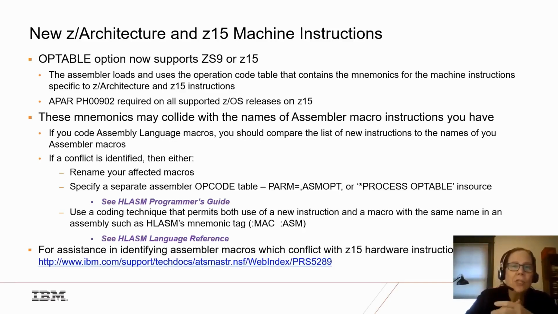Now, the new machine instructions, the mnemonics may collide with the names of assembler macro instructions that you have. And that's something we've always had going on when we have a new hardware generation. So we have identified the new hardware instructions that you can see here in the tech doc that's provided. And if you have found that you have a conflict, there's some ways that you can see listed on this chart where you can avoid the conflicts.